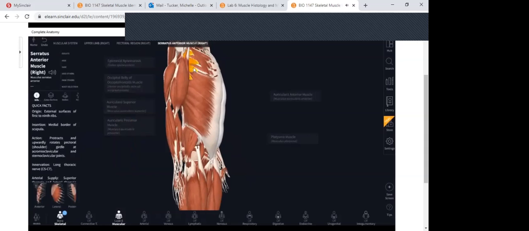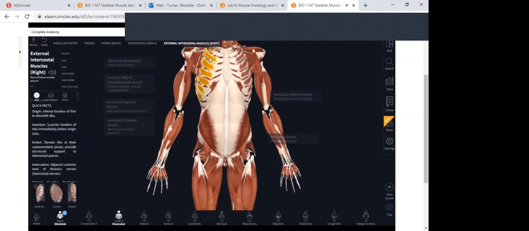Serratus anterior will also move the scapula forward. Serratus anterior are these other feather-like muscles that sit directly underneath pectoralis minor. If we look at the external intercostals, they will elevate the ribs and increase thoracic volume.